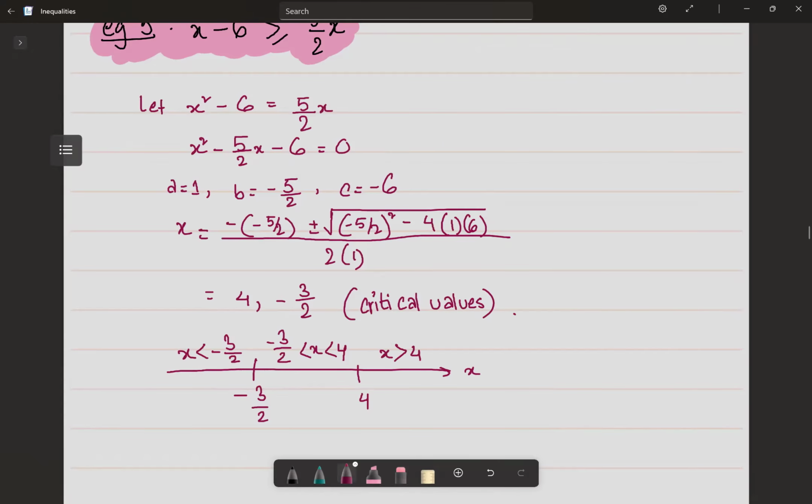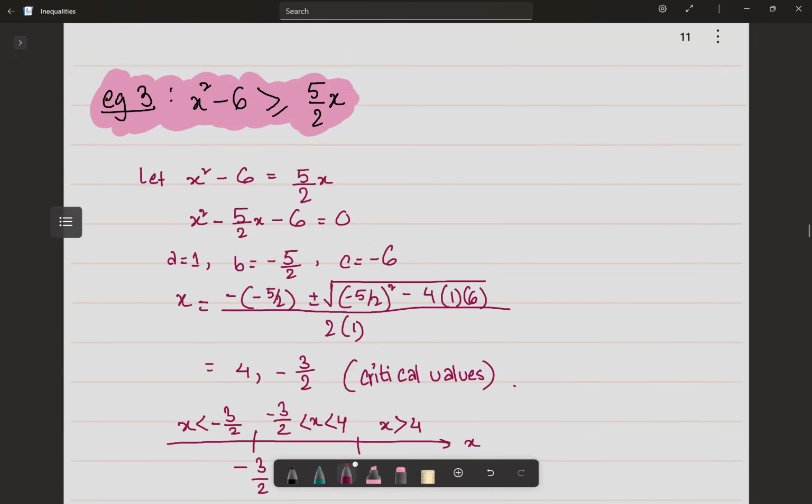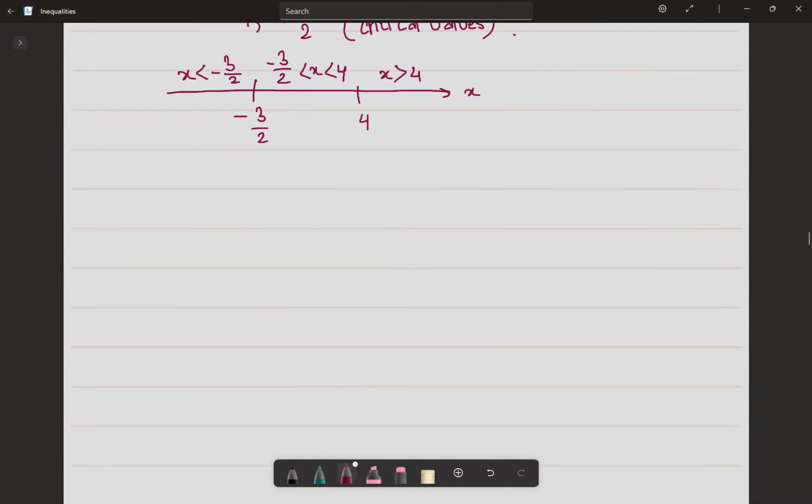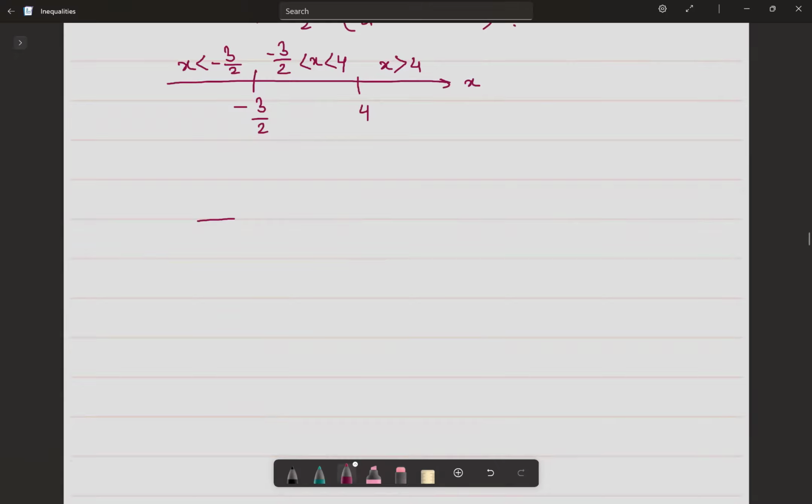Now, if I want to draw the graph, I see that I have positive x squared. So I know for positive x squared, I am going to have a happy face curve. So I will draw that graph in here. I draw the axis and I draw the graph. So I get negative 3 by 2 at this point and 4 at this point.